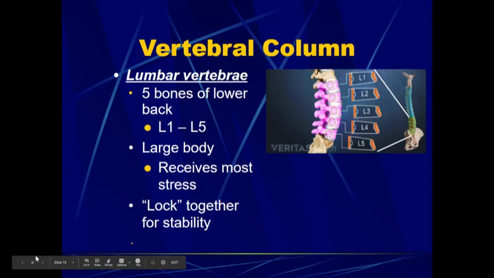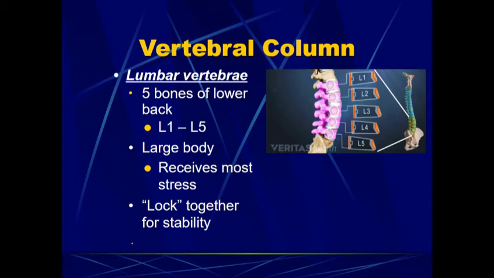Next, moving down, we have the lumbar vertebrae. There's only 5 of these. They are named L1 through L5. These have a very large body, and that's because this is kind of where our center of gravity is, and so it's going to receive the most stress in terms of the weight of the body.